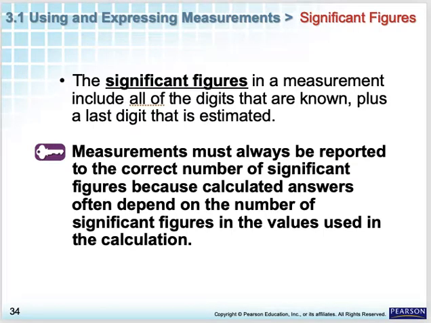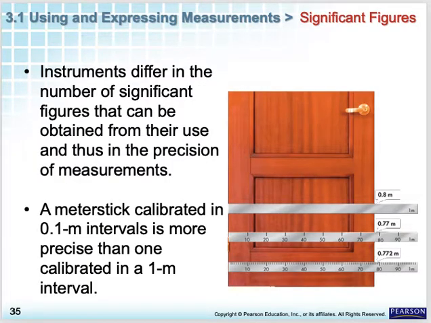So, significant figures in a measurement include all of the digits that are known plus the last digit that is estimated. So, we must report them to the correct number of significant figures. We have rules for significant figures, and it's based on what kind of instrument you use to measure.